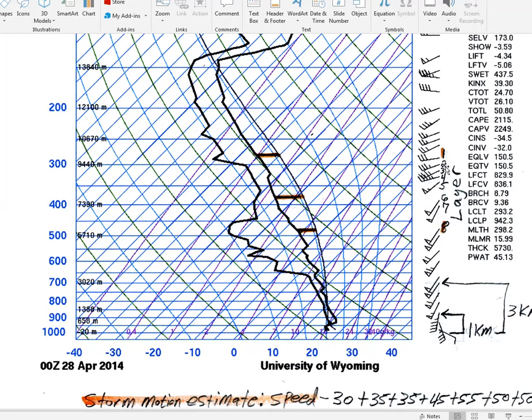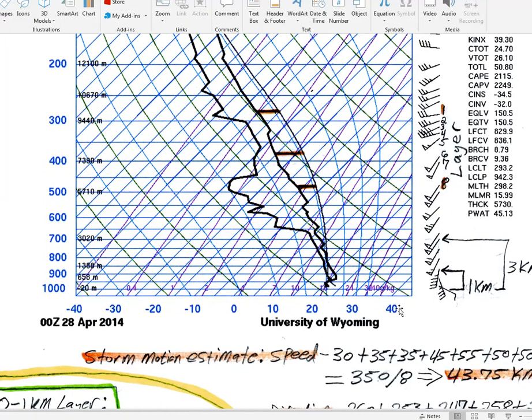Then you're going to average the speed of each and every one of those. 30 is the first, that's up here, number 1. Number 2 is 35 knots. You can see 35 knots: 3 long barbs and 1 short one. Number 3 is 35 as well. Number 4 looks like 45. You see how that works? 4 long barbs and a short barb. Number 5 is 55 knots, remember, because you have a flag, which is 50, and a short barb, which is 5. So 55 for number 5.